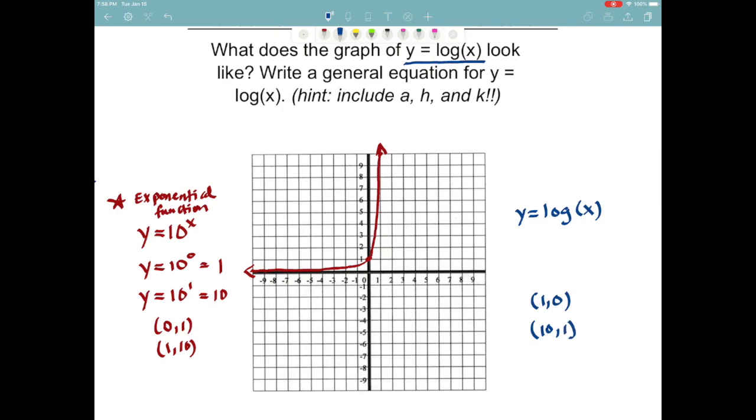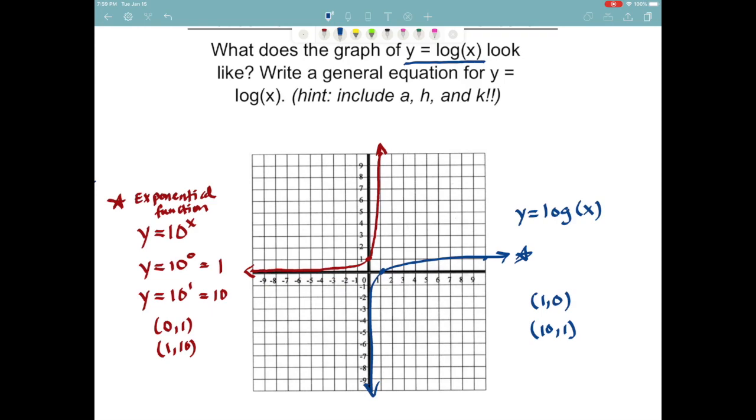So instead of having the asymptote on the x-axis, this one has an asymptote on the y-axis, and it runs up. It hits that point right there at (1, 0), and then it should curl out, go this way, and that is the graph of y equals log of x right there. Okay, we'll do some more graphing as we go through.